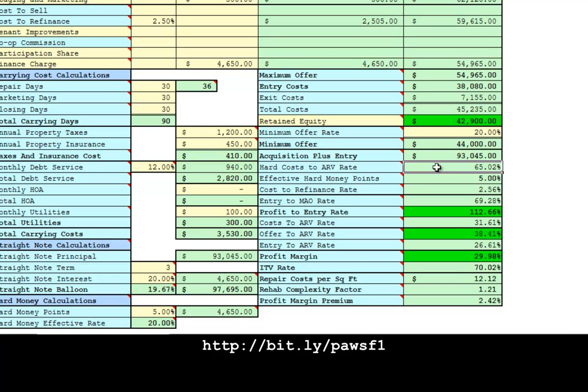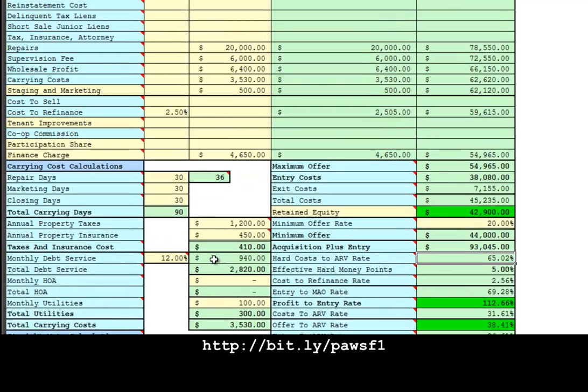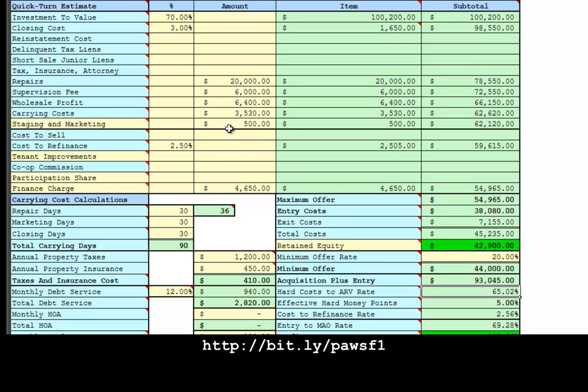So this is a 100% financed transaction because all of the entry cost and purchase price will fit within the 65% ARV loan limits. And that includes 12% annualized monthly debt service rolled into the carrying costs.